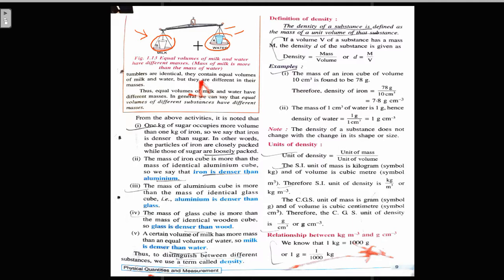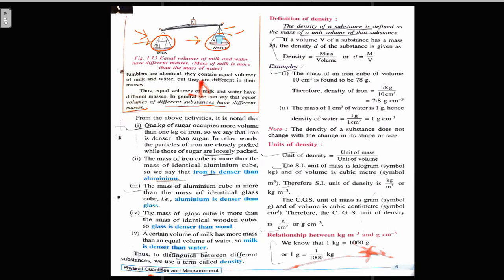So what you will notice is that the mass of tumbler B containing milk is more than the mass of tumbler A containing water. The two tumblers are identical and contain equal volumes of milk and water, but they are different in their masses. Thus, equal volumes of milk and water have different masses. In general, we can say that equal volumes of different substances have different masses.